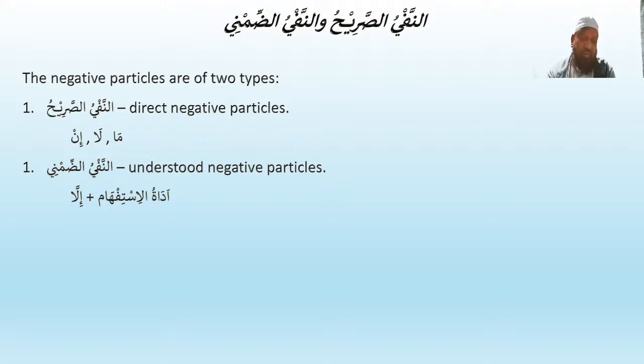So far we had examples of ma and la in our mustasna topic, but we did not have examples of in. So in is also a direct negative particle. This in also can be other harfs. For example, in can be in shartiya, a conditional in. So how do we find out whether in is a negative particle or a conditional particle? This is one of the ways to find that. We will learn that when in comes with illa, this in is 100% a direct negative particle.